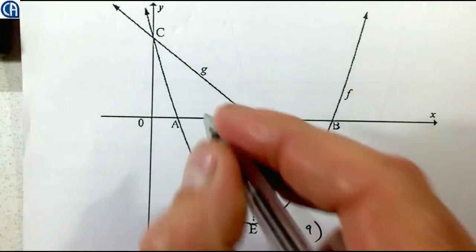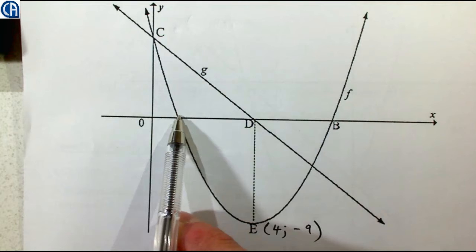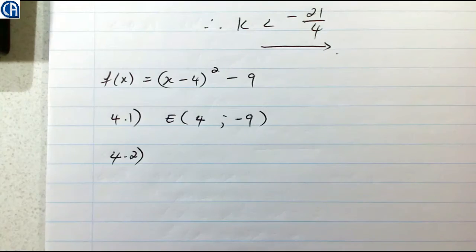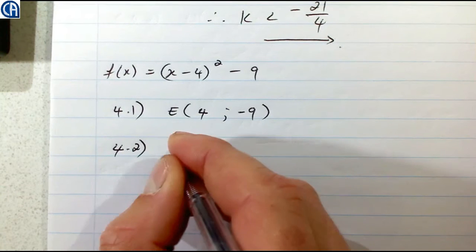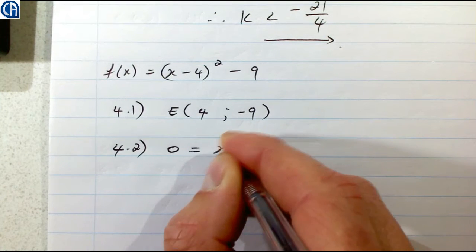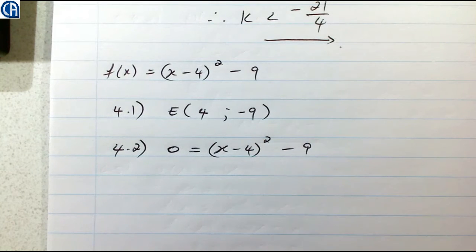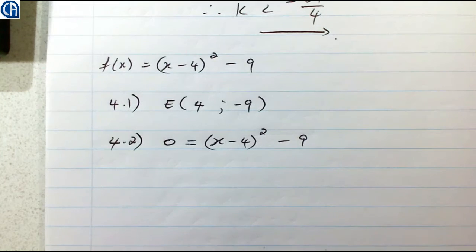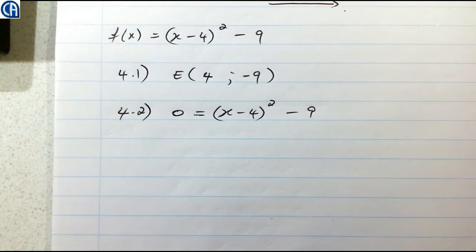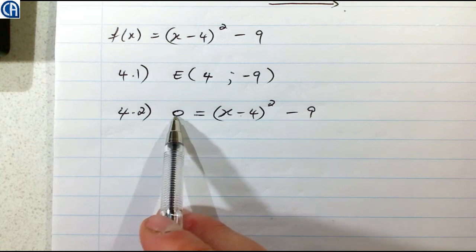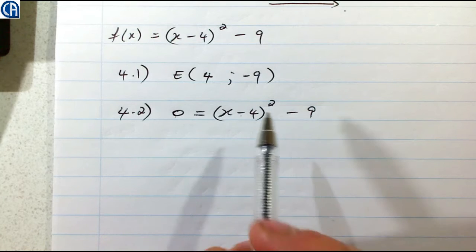Alright, so let's have a look at the coordinates of A. As you can see, A and B are the x-intercepts. Now in order to work out the x-intercepts, you make y equal to 0. We've got (x minus 4) squared minus 9. You've got numerous ways to tackle this question. There's two that I can think of. You can either multiply this out, or you can bring this across and take the square root. I think that's the quickest way.